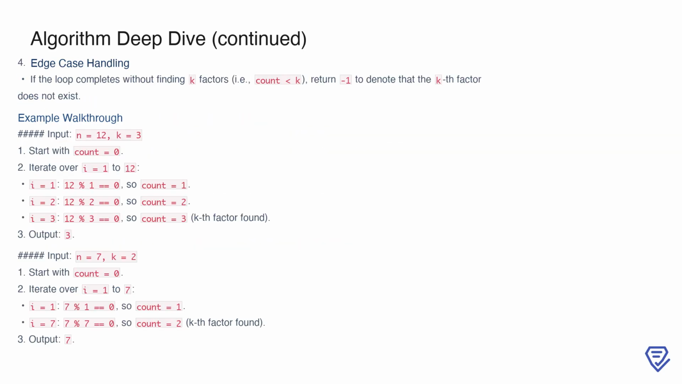Now, there's an additional condition we need to handle. What if we loop through all integers up to n and still don't find k factors? In this case, the algorithm concludes that the kth factor does not exist, so we return -1.